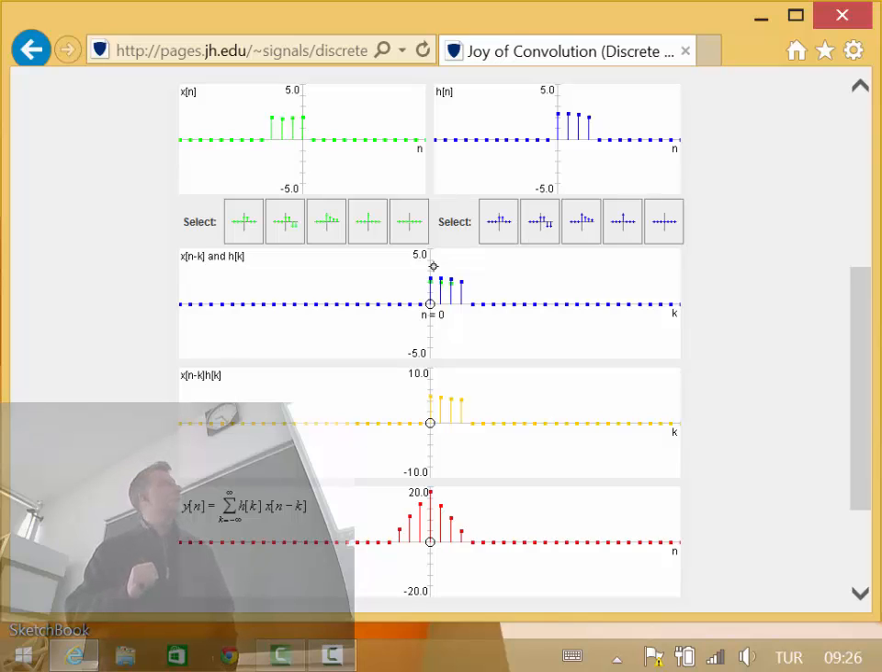This. It flips around x. So x, it was originally a negative shift in time. By flipping around, it becomes positive in time. And at n equal to 0, the flipped around version of x is identical to h. So they completely overlap at n equal to 0.